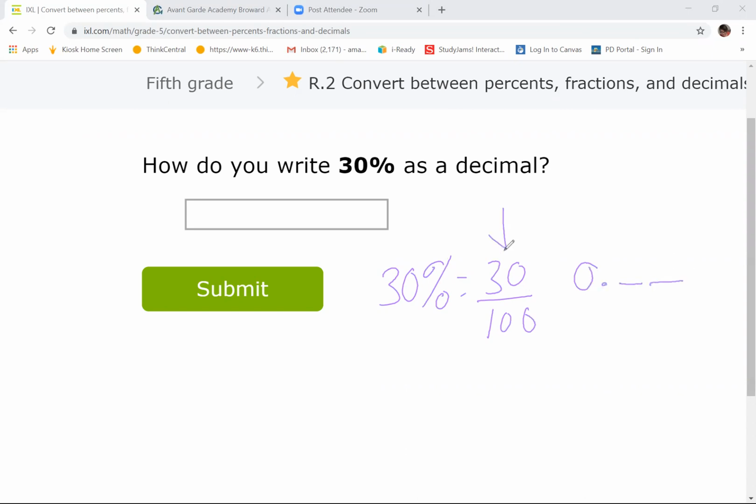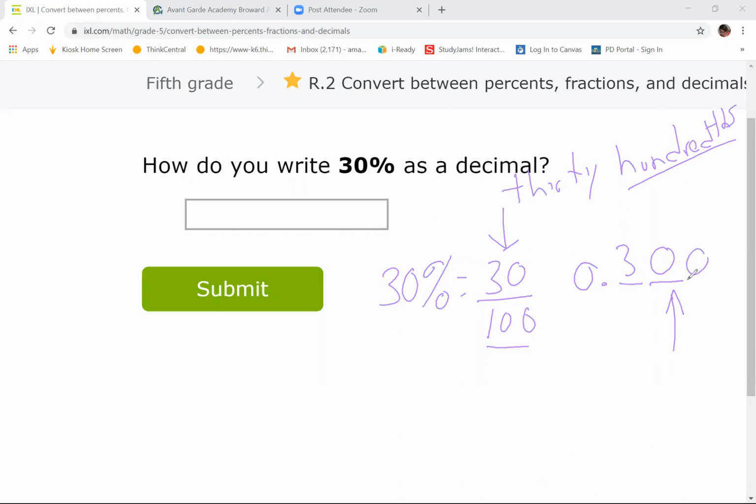And I just said this number is 30. 30 what? Hundredths. So that means the hundredths place is going to have my number, 30. 30 hundredths. But we know with decimals that you don't need to put those zeros.